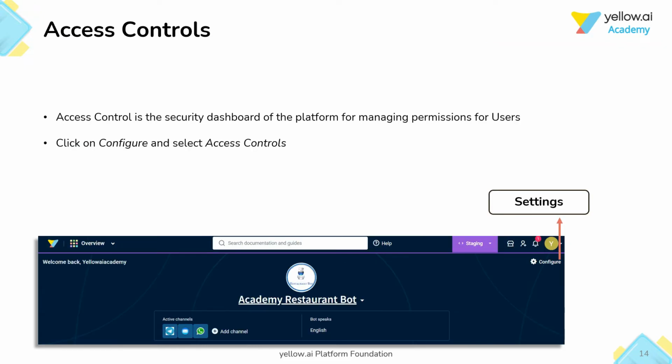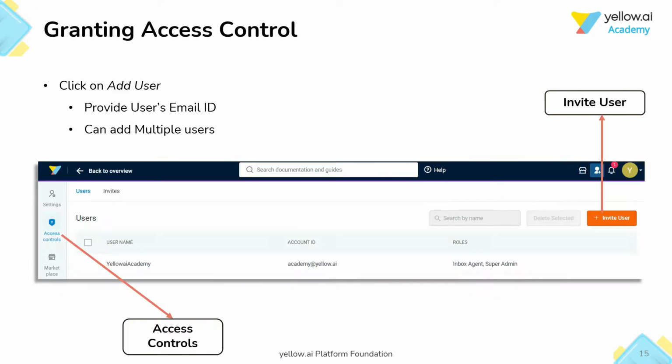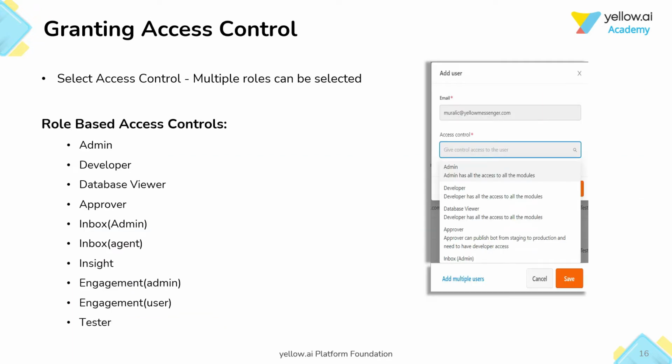The overview page also gives you an option to access the configuration for your bot, wherein you can control your access to the bot by inviting others to access your bot in different capacities or roles. Once you add a user with their email ID, you can then select the role from the available list. This includes roles like admin, developer, approver, and other module specific roles like inbox and engagement related roles.